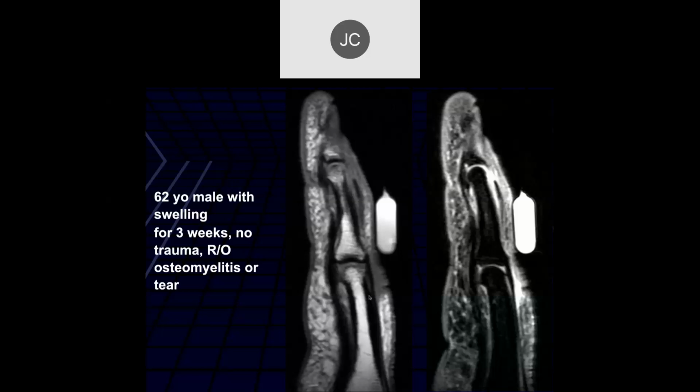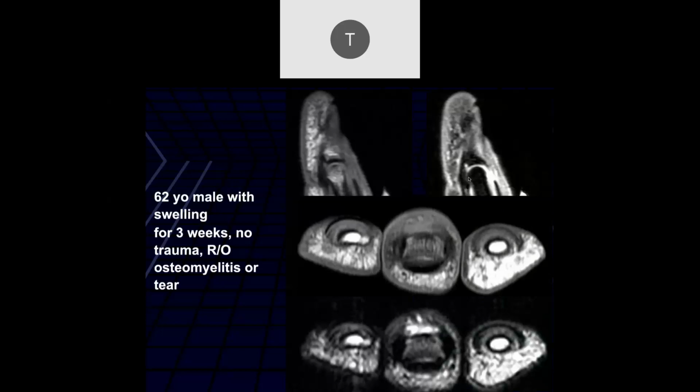All right, so 62-year-old male with swelling for 3 weeks. Looks like the terminal tendon is torn and proximally displaced. Central slip looks like it's intact. Yeah, and here we can see that ruptured terminal tendon, right at its attachment to the bone. Good. Okay.